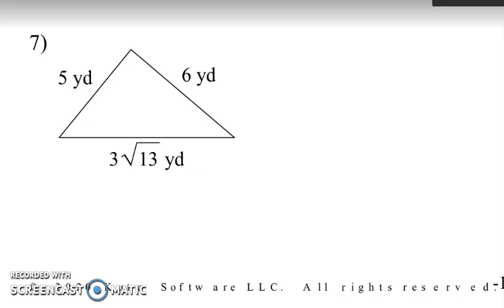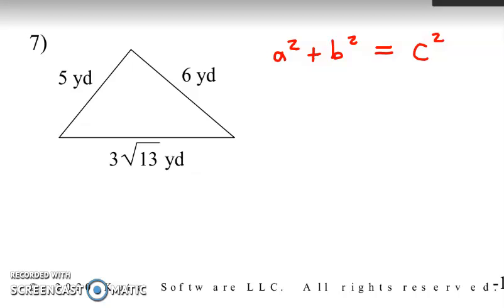In number 7, we're trying to figure out if this is really a right triangle or if it's an acute or an obtuse triangle instead. And so we're going to use the Pythagorean theorem again and set it up as if this Pythagorean theorem is going to work, as if a squared plus b squared really is equal to c squared. And if it is, great, then it's a right triangle.